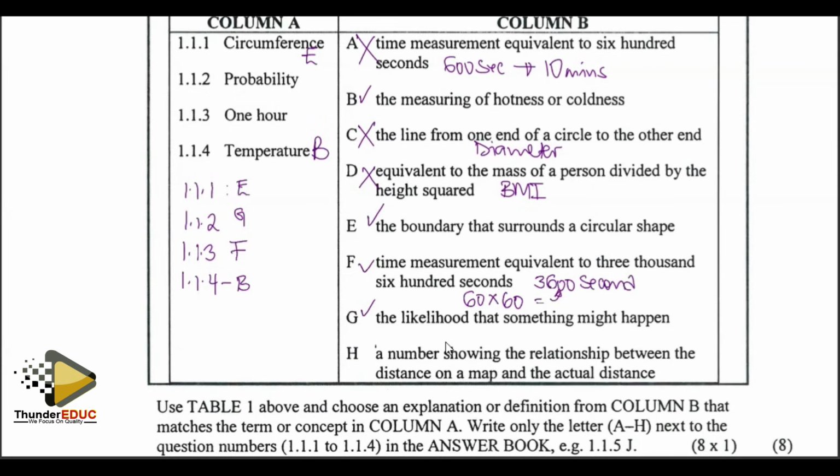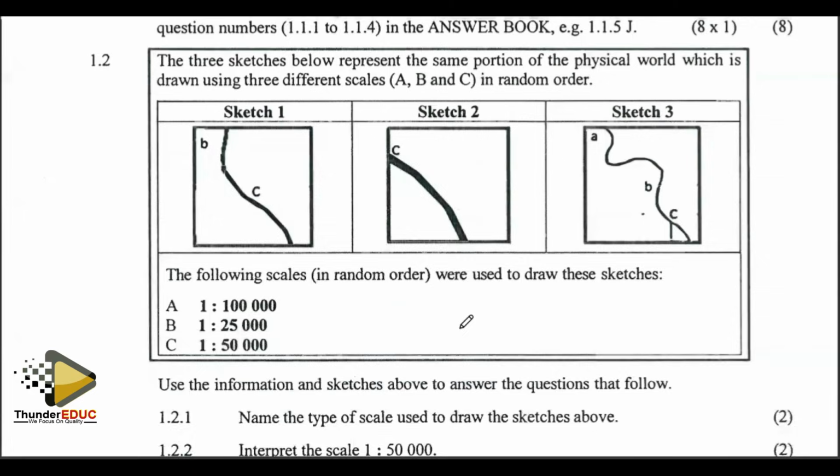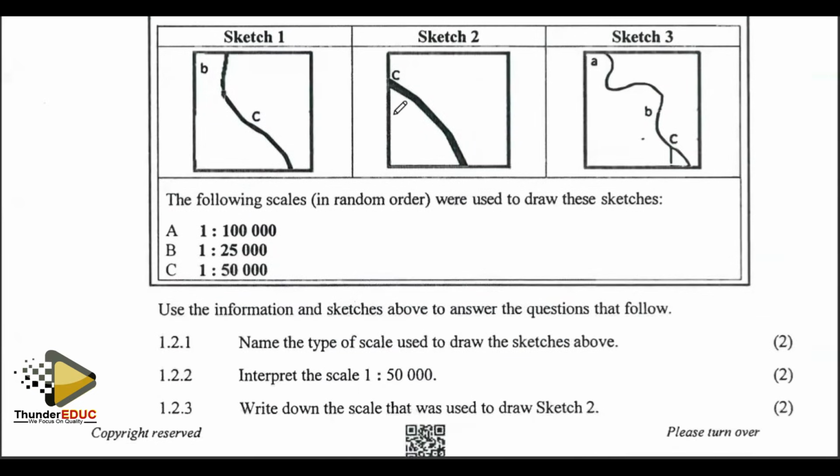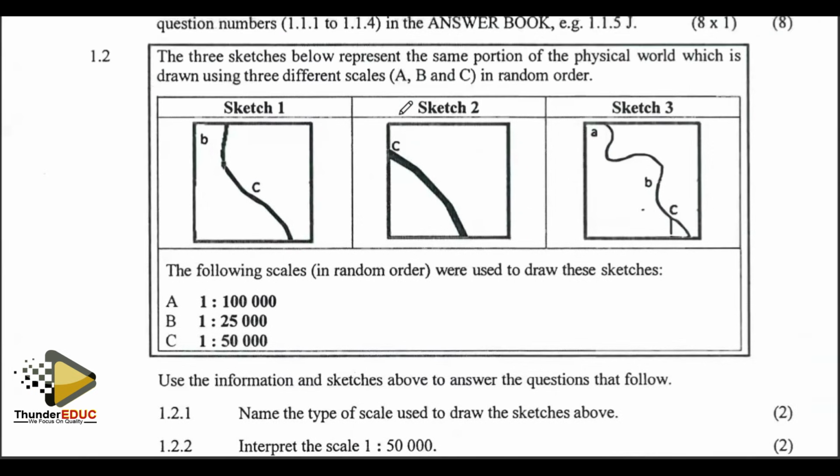So even though H is not seen, they say the relationship between the distance on the map and the actual distance. This could have been the scale, but it's not there. Okay, let's finish. We have just done that. Those were 8 marks, each carrying 2 marks.